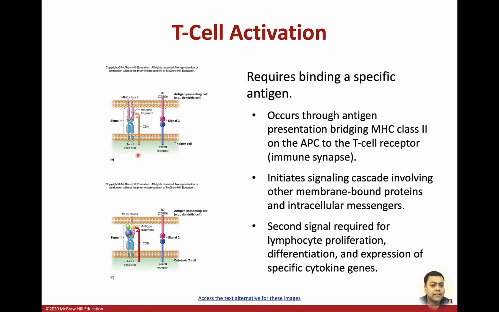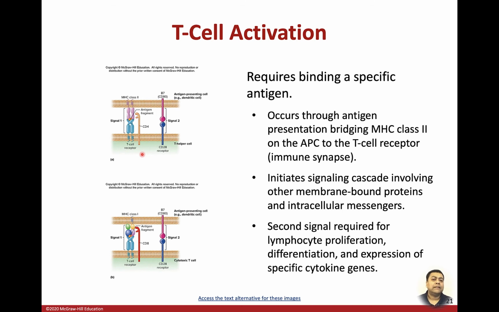That will activate this T cell. There is an additional signal required. A second signal is required for lymphocyte proliferation, differentiation, and expression of cytokine genes, which is presented by this B7 or CD80. So this CD80 molecule has this particular signal, which will be recognized by this CD28, and all T cells will have this CD28 molecule. So once this B7 or CD80 is presented, it will activate the T helper cells.